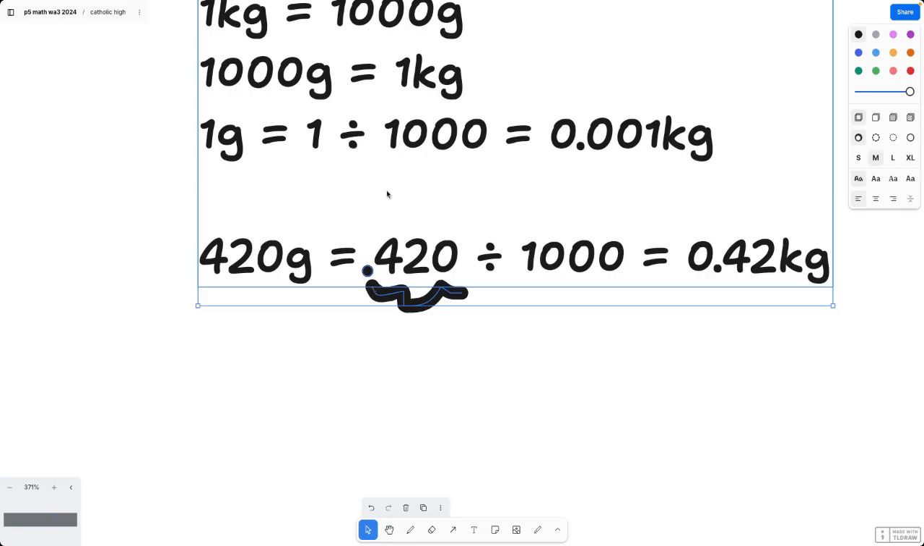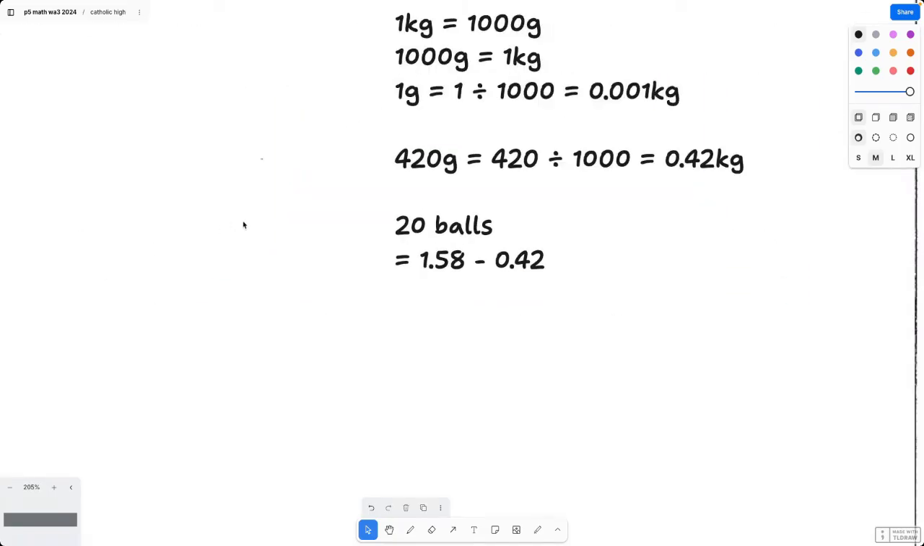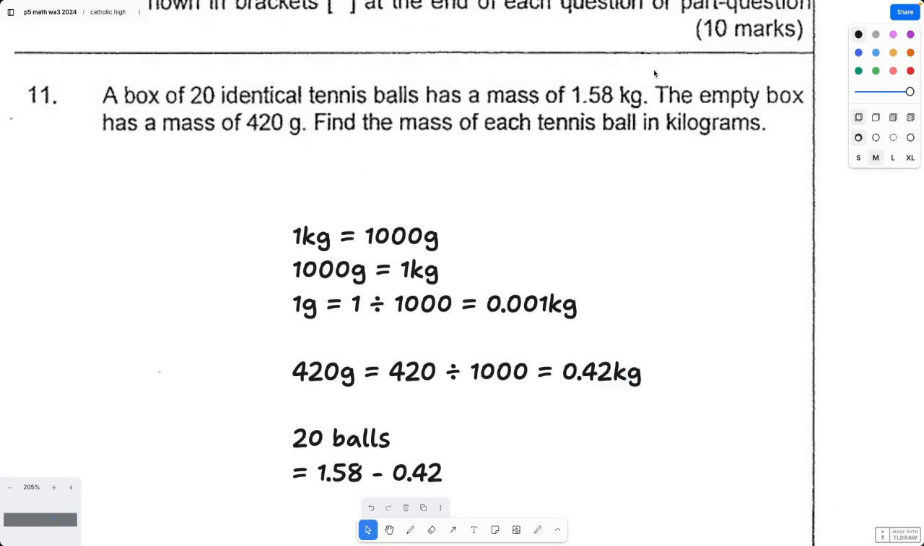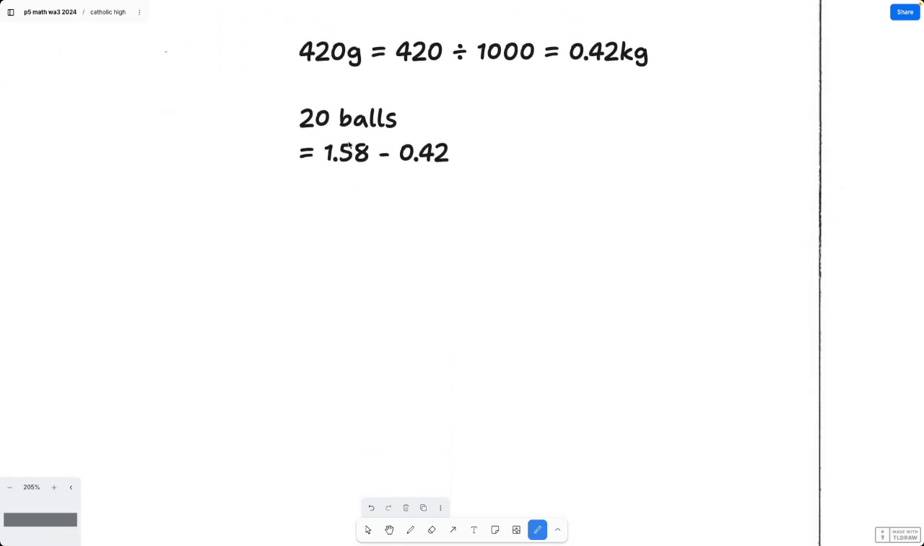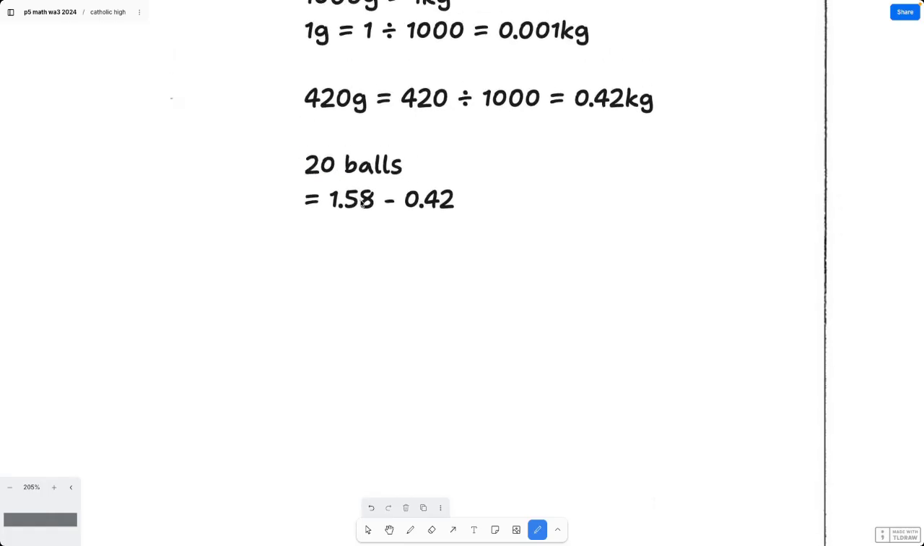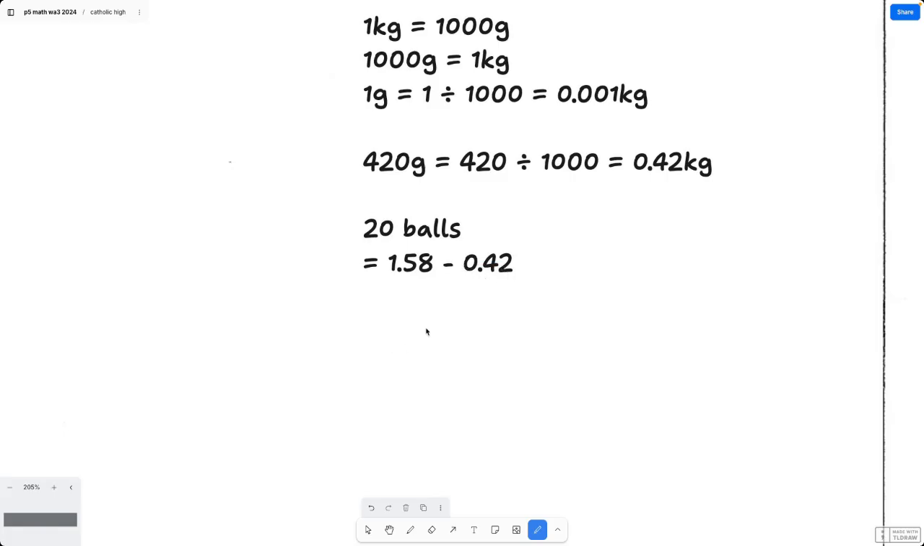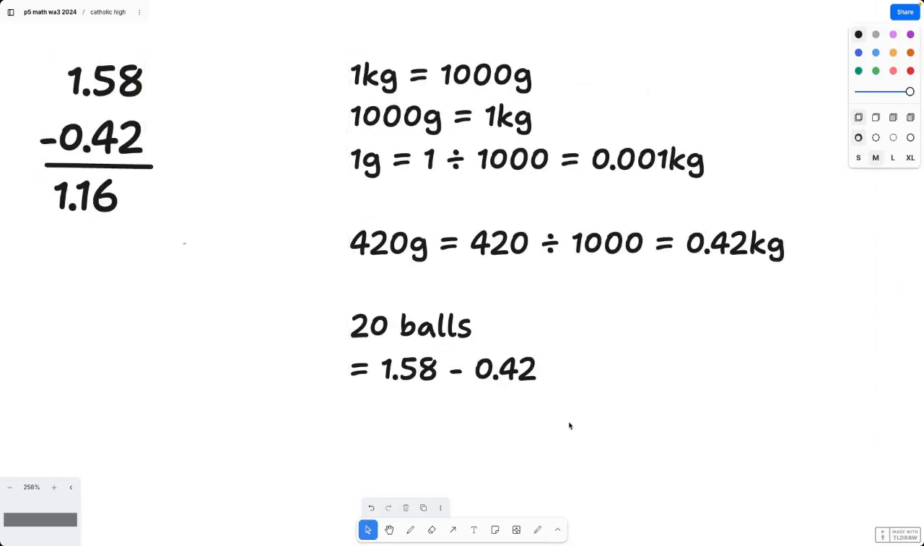Now the next part is we have 20 balls. We need to minus off 0.42 kg because this is the empty box. We minus it off so you can get the 20 identical balls. So 20 balls is equal to 1.58 kg minus 0.42. I'm going to share the workings and the answer. The answer is 1.16: 8 minus 2 is equal to 6, 5 minus 4 is equal to 1, and 1 minus 0 is 1.